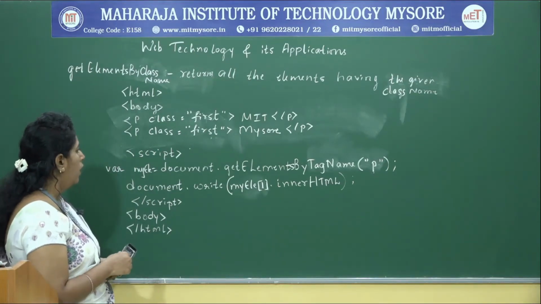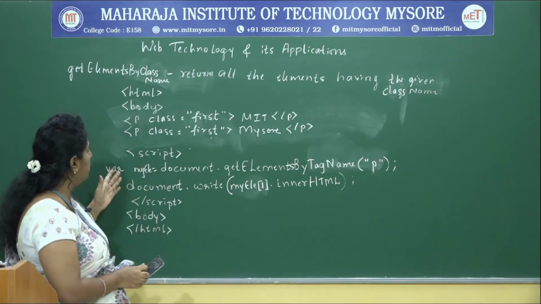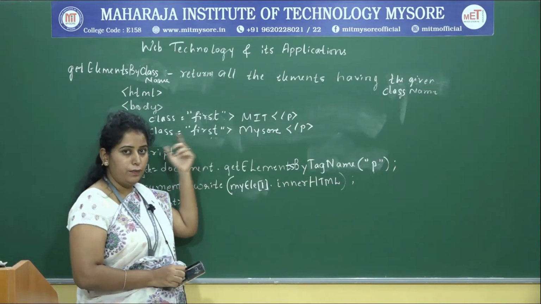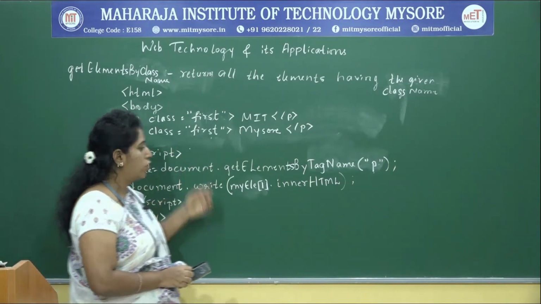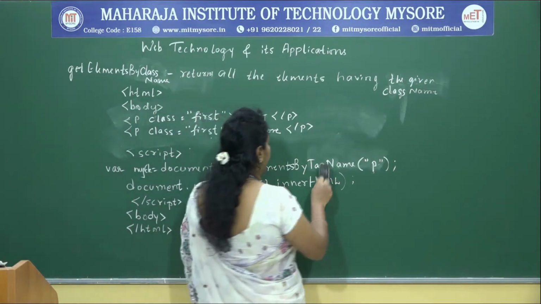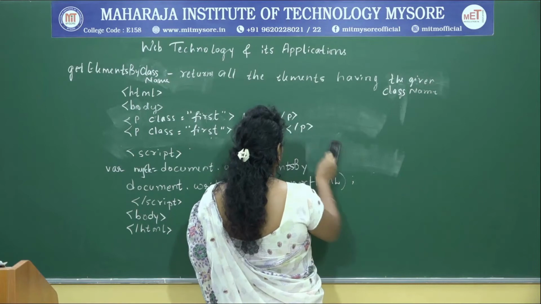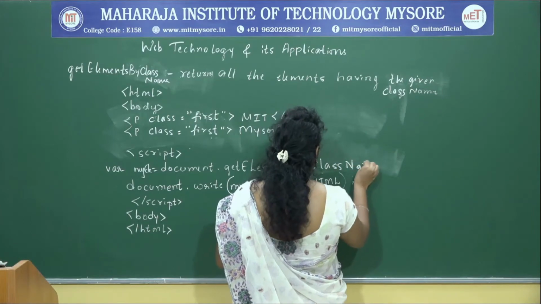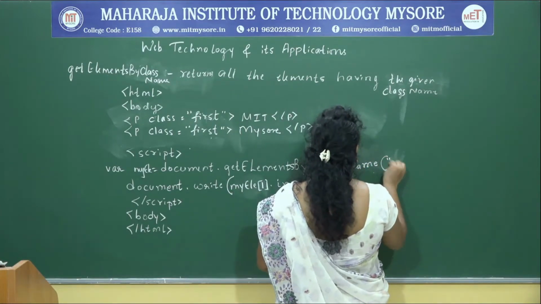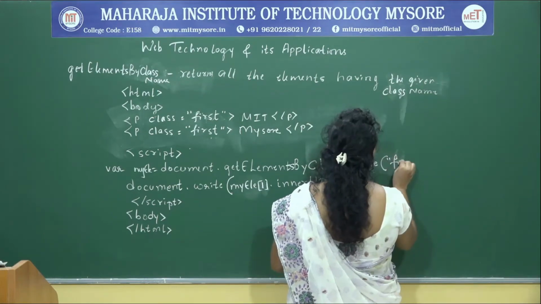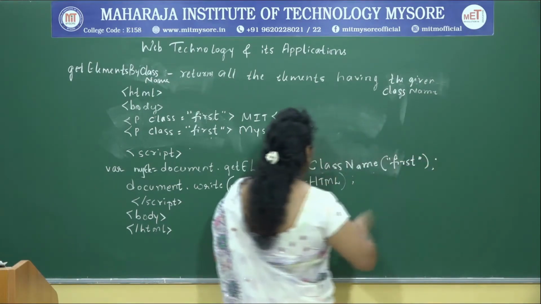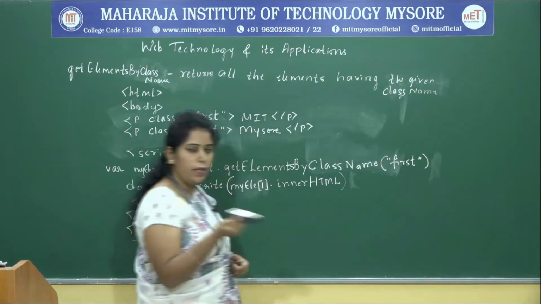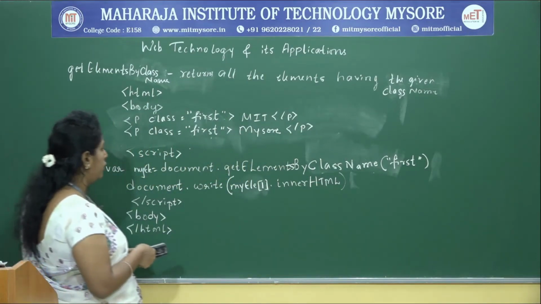Now in this example I have taken two class selectors of the P element. This is how I have written. Finally I have to call get elements by class name. So I will change it here to class name. What is the class name? First. So pass first. No need of giving a semicolon, it is optional. It is also permitted, no need to worry about the semicolon.